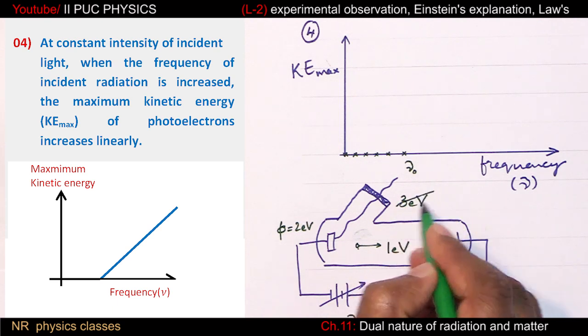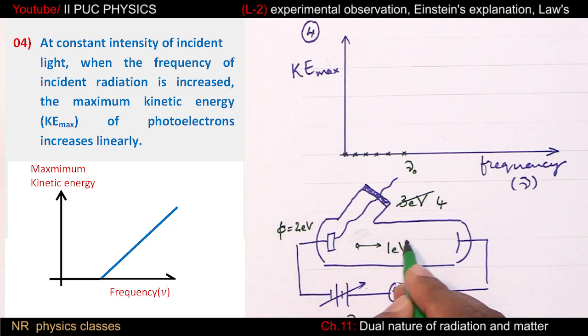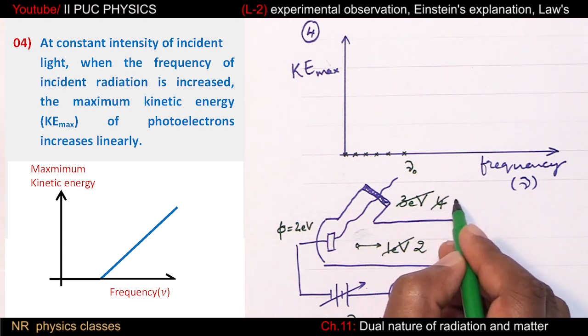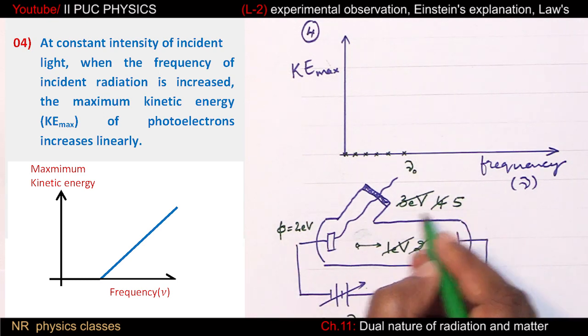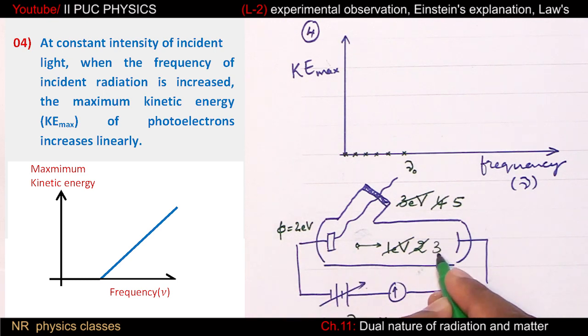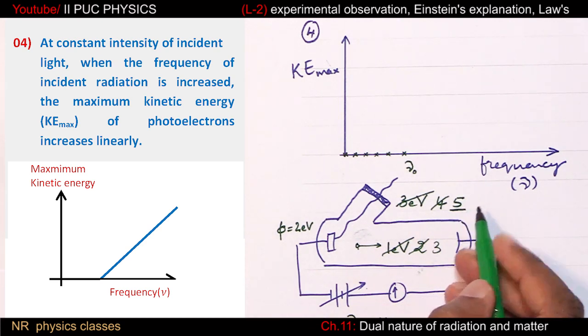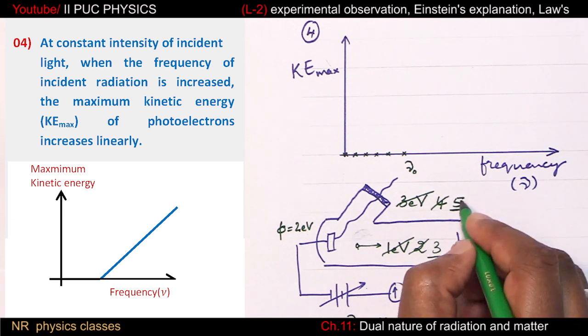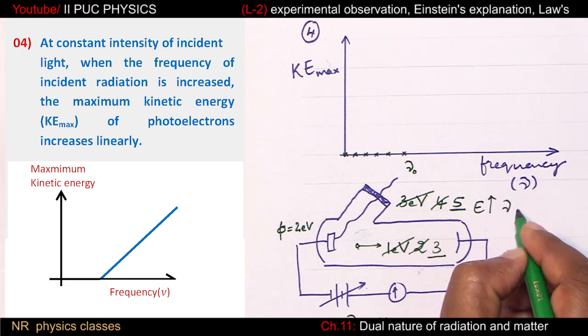Suppose supplied is 4, required is 2, difference is 2. Therefore, 2 eV is the kinetic energy. Suppose supplied is 5 eV, work function, required energy is 2 eV. Therefore, 5 minus 2 is 3 eV, the kinetic energy of emitted electrons. Therefore, with the increase of incident energy, kinetic energy also increases. With the increase of incident energy means with the increase of frequency.